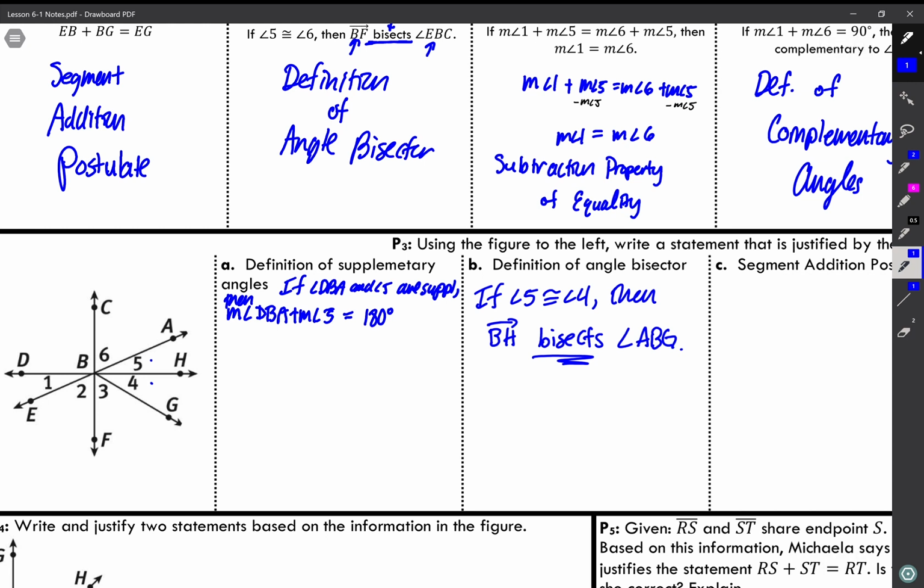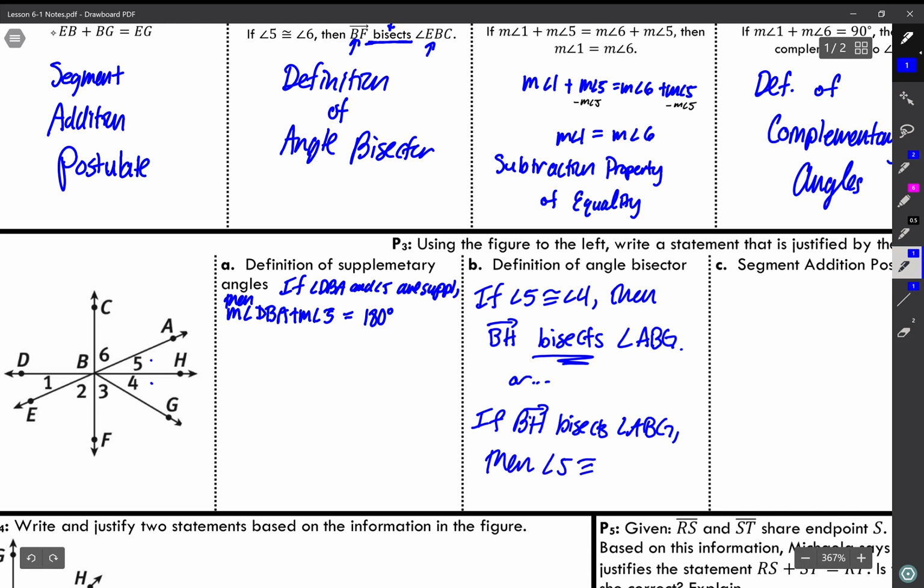Alright. Also, another statement you could have written with the same information would have been if ray BH bisects angle ABG, then angle 5 is congruent to angle 4. For any definition you have, the statement can be written both ways, frontwards and backwards, I guess you can call it. Okay, you can switch up the if and thens.